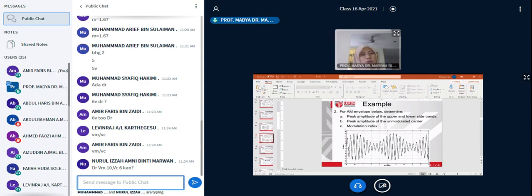VM10, V6, VC6. Yep, sorry. 5 volt, the sideband is VM over 2. Okay, so 10 over 6, that is where you get 1.67.